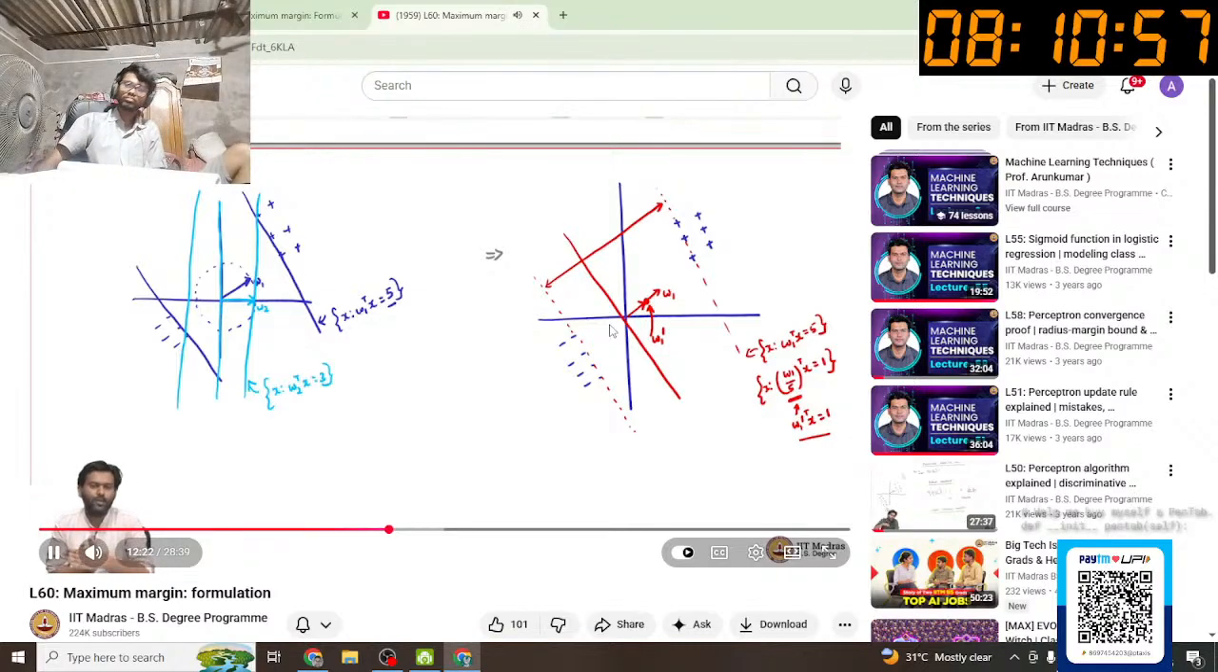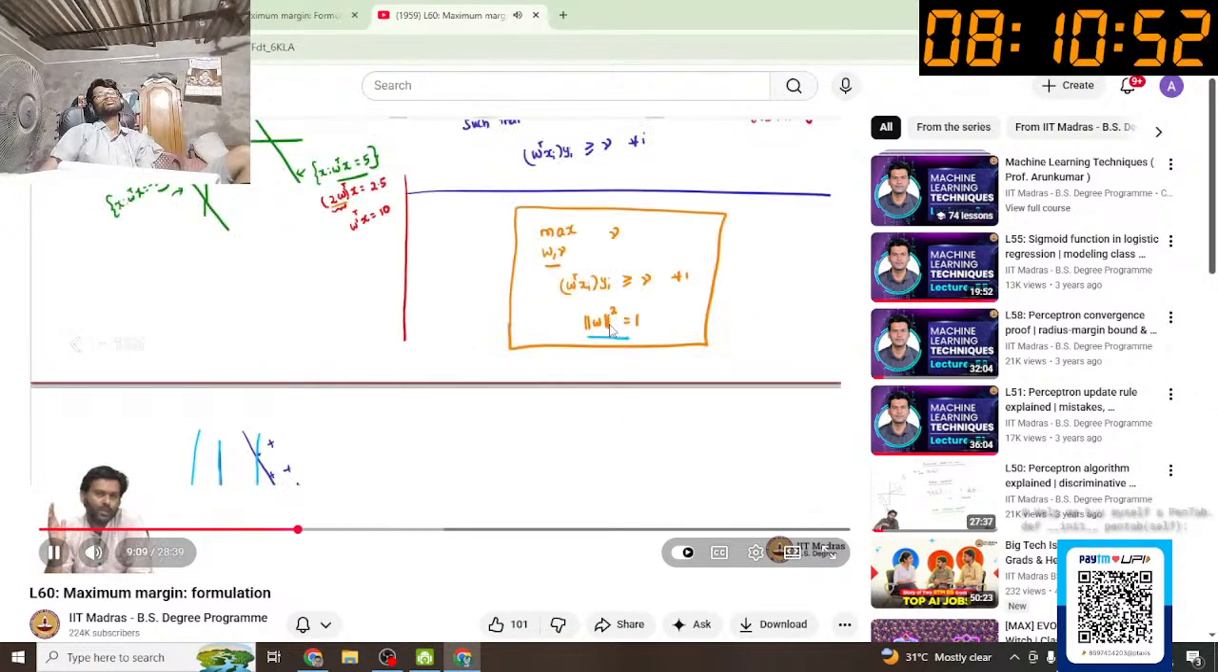that width when you fix w as gamma is 1.